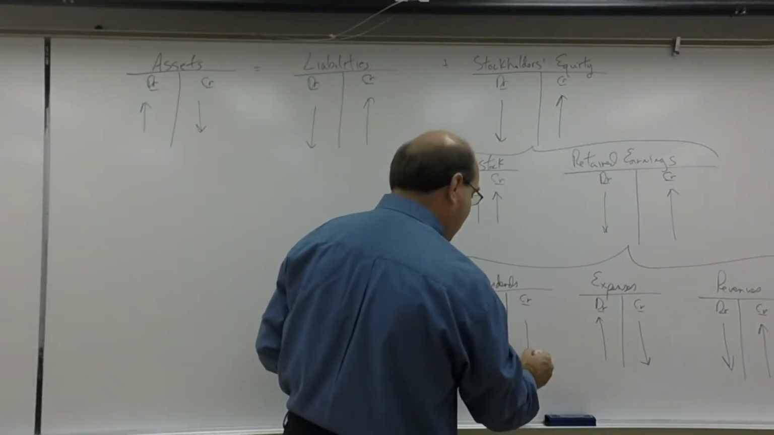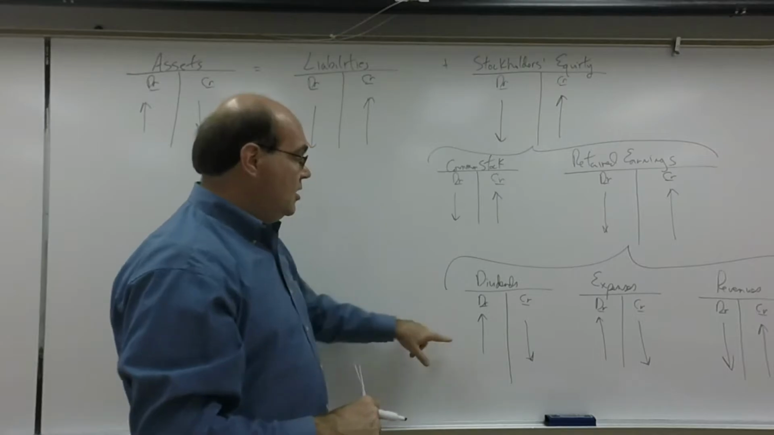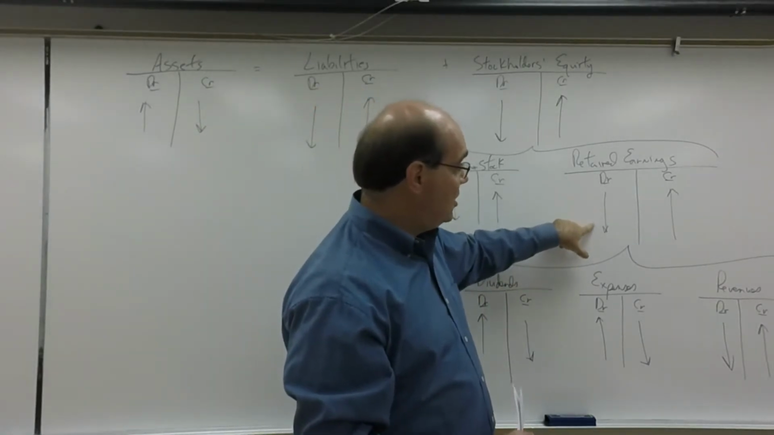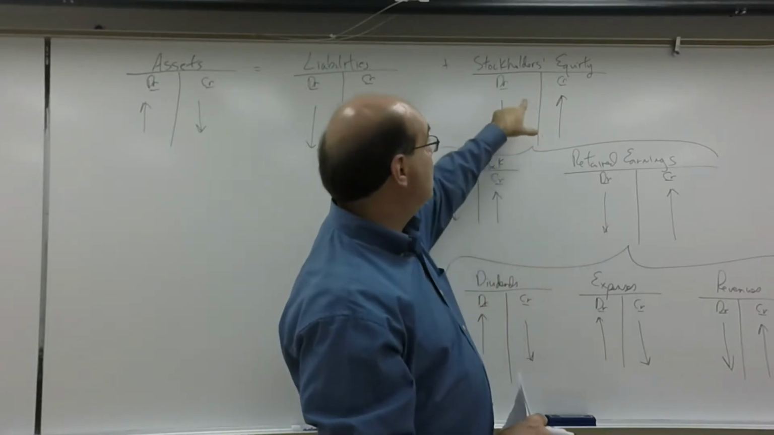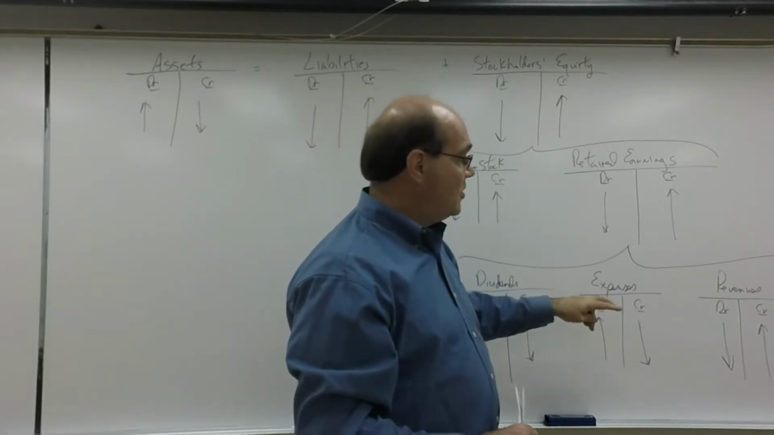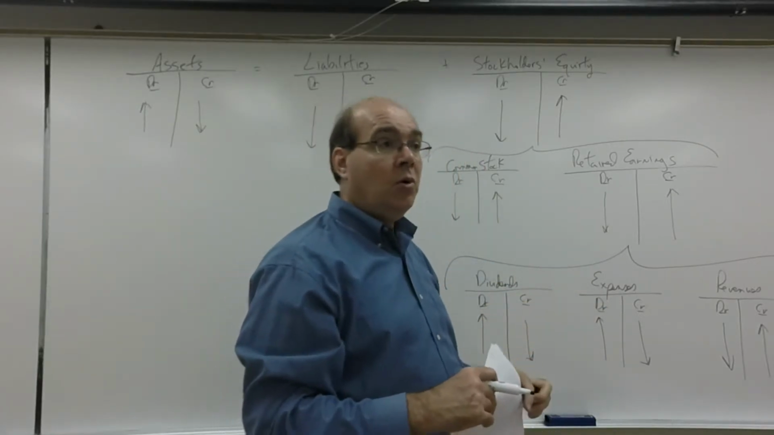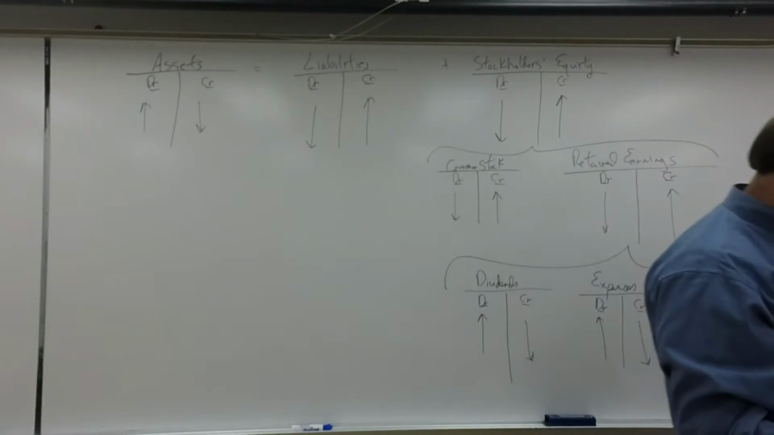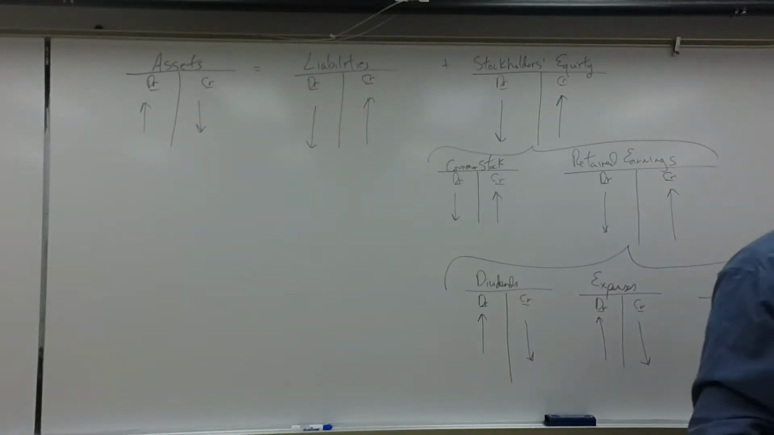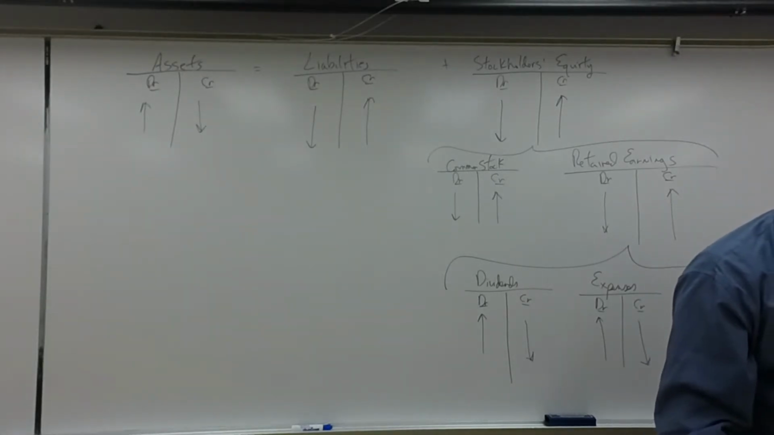You don't have credits very often, but if you did, that would be a reduction. So when you debit a dividend, it's going to roll up into retained earnings, reducing retained earnings, and then that's going to reduce stockholders' equity. So these are all examples of specific accounts that are going to be recorded when we're going through and doing our transactions.